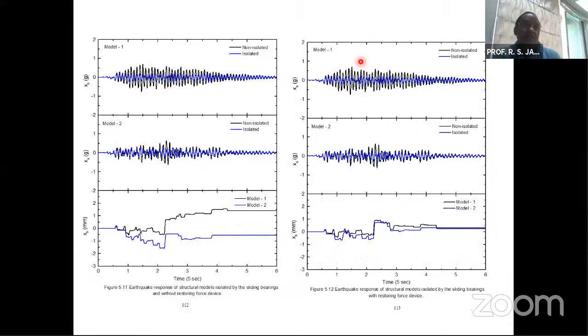This slide shows the variation of the top floor acceleration and the isolator displacement. And one can see that due to the isolation system, there is a substantial reduction in the acceleration of the structure. On the left-hand side, this is a system with no restoring force, but on the right-hand side, the system has a restoring force and there is almost zero residual displacement. What it means is that the structure is at the same position after the event of the earthquake.